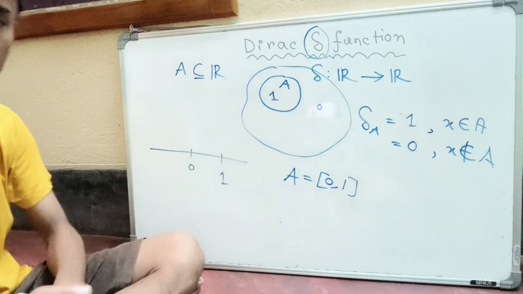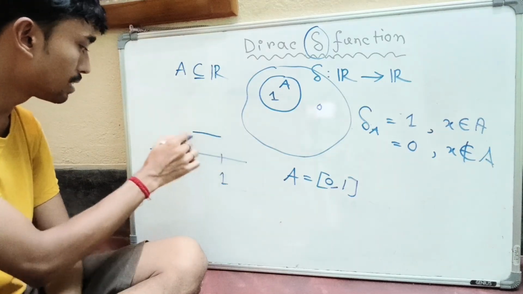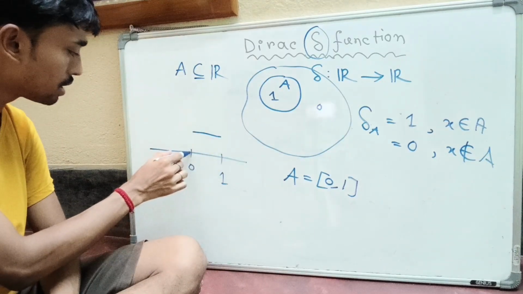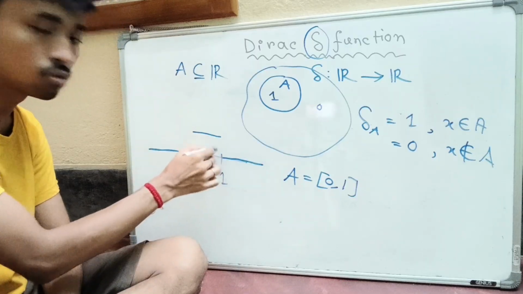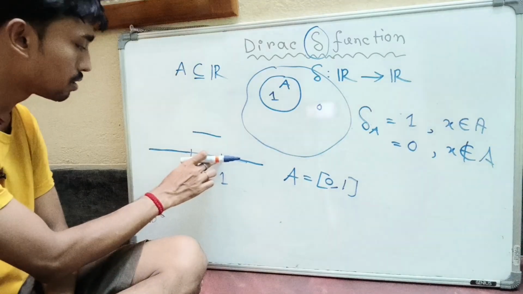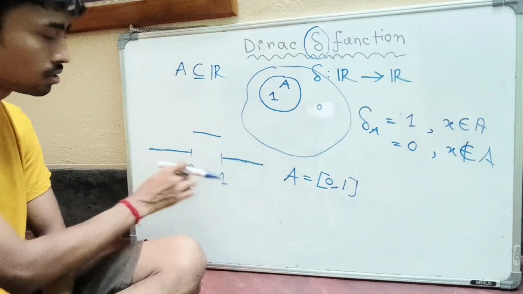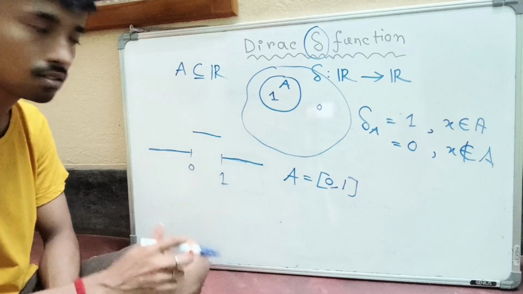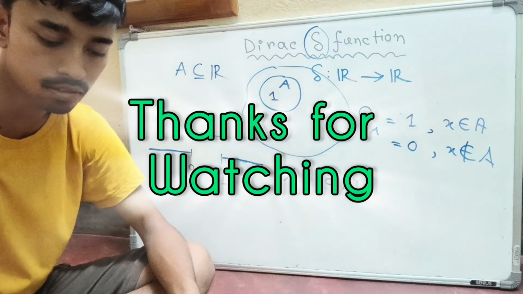So that will be 1, like this, and at every other point it will be 0, like this. The closed interval has height 1, and at other points the function is 0, like this. So that is the general idea of this function. That is what is called the Dirac delta function.